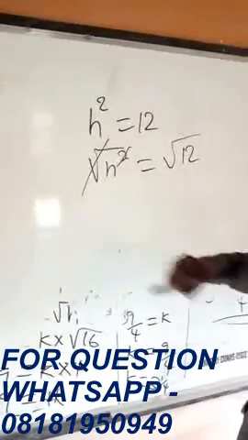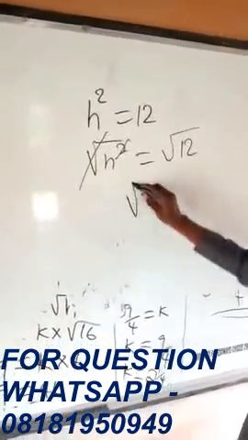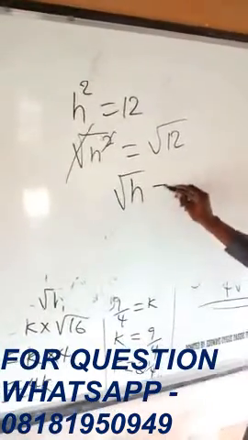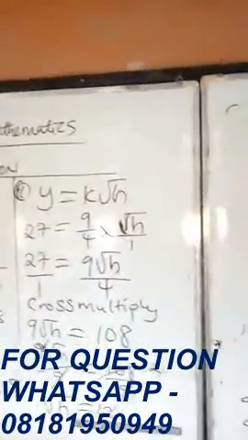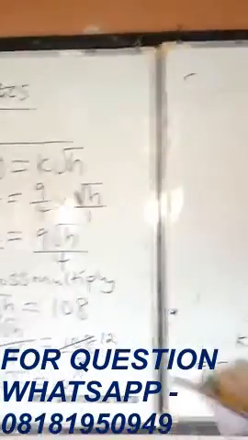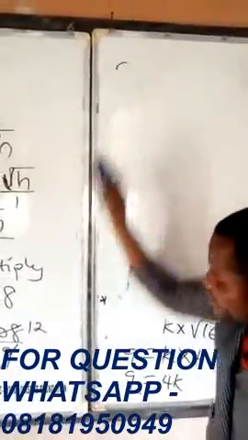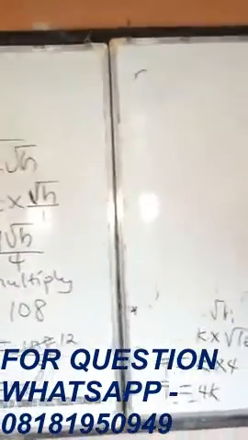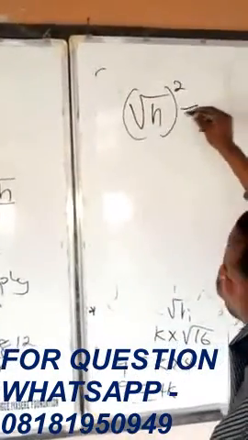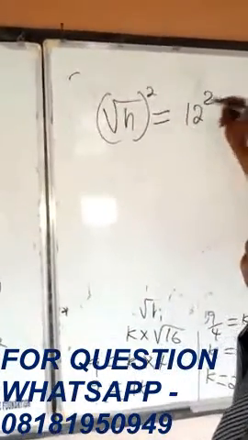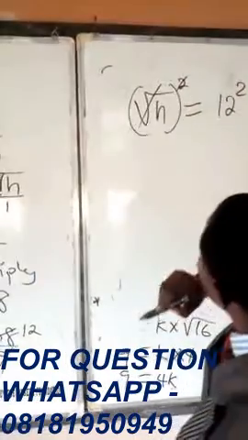This one will cancel this. That's to drive. But if I have a square root, to drive the square root away, you take the square of both sides. Are you there, students? So we are squaring both sides now. We now have h squared equals 12 squared. This one will cancel this.